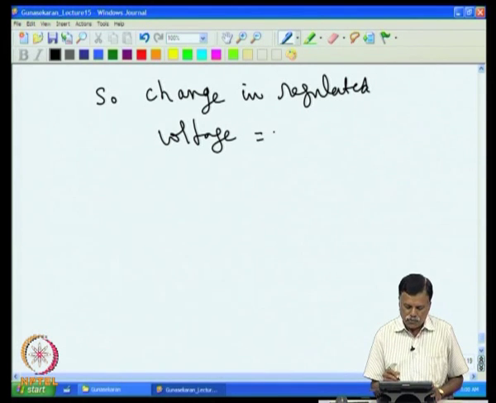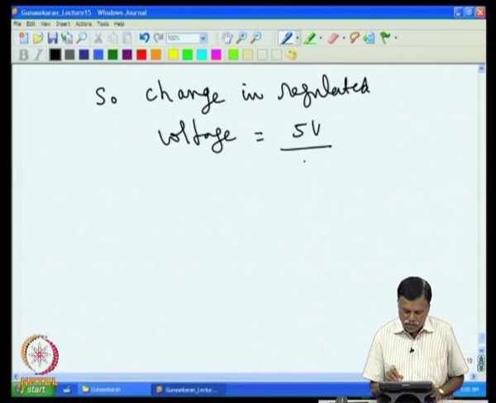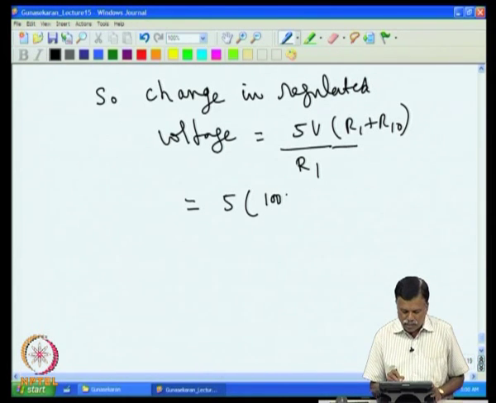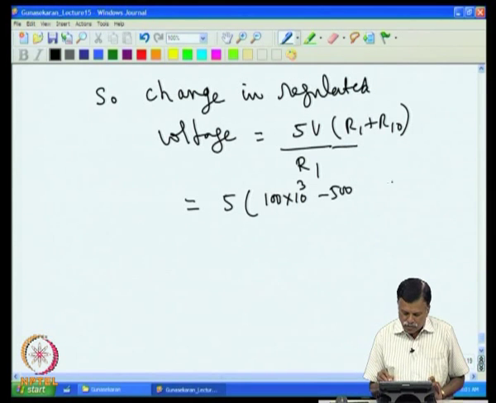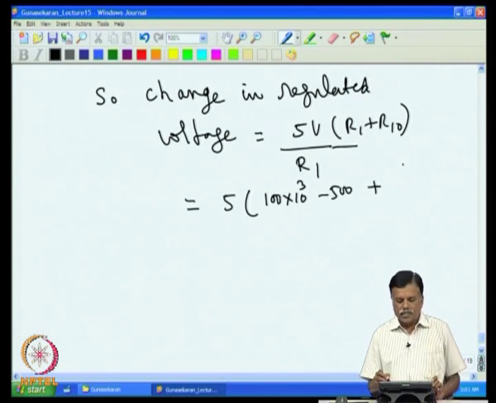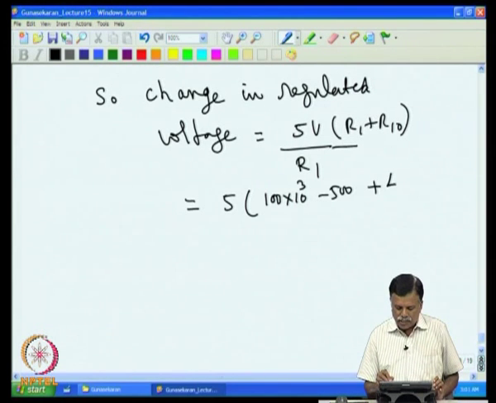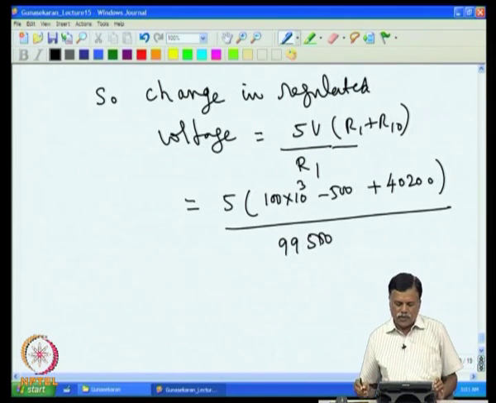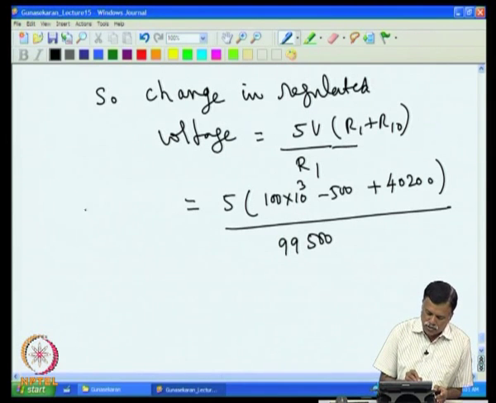Voltage change would be, now we find the new value, because we have the old formula: 5 volt divided by R1 into R1 plus R10. Now the values have changed. So that will be 5 into R1, which actually reduced by 500 ohms. So 100 K, 100 into 10 power minus 3 minus 500, that is R1. Now plus the R10 had increased by 200 ohms, so we have 40,200 here, that divided by 99,500, because 100 K reduced by 500 ohms. That is the new output voltage, new V0.